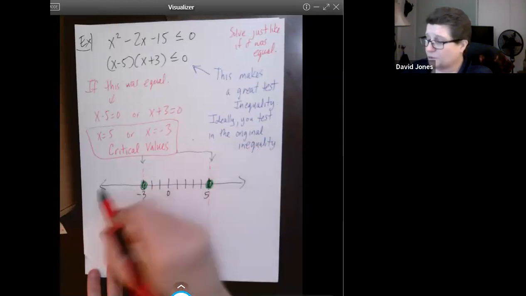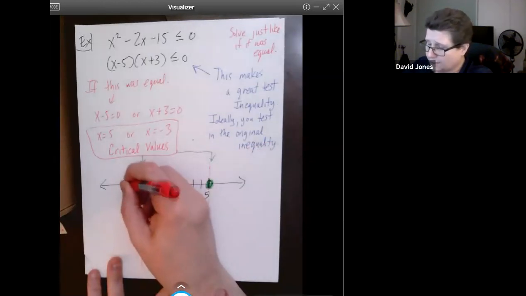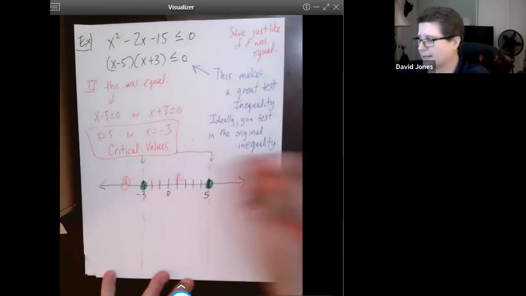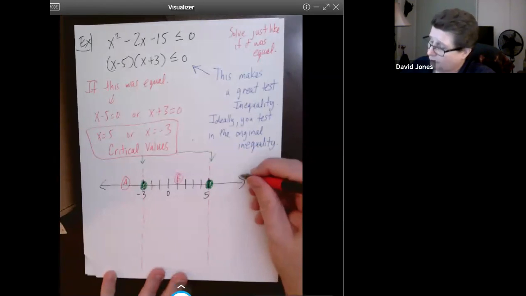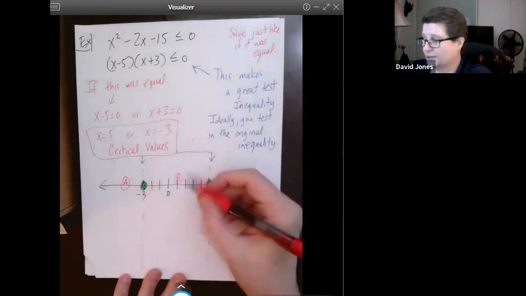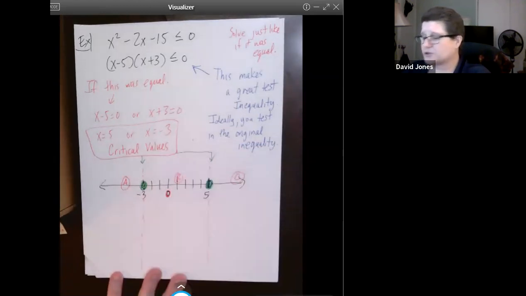Less than negative 3 is one region. I'll call it region A because I'm using number lines. Region B will be between negative 3 and 5. And region C will be greater than 5. I want to test values from each region. 0 makes a great test value because it's easy to do in problems. So 0 is going to be one of my test values.